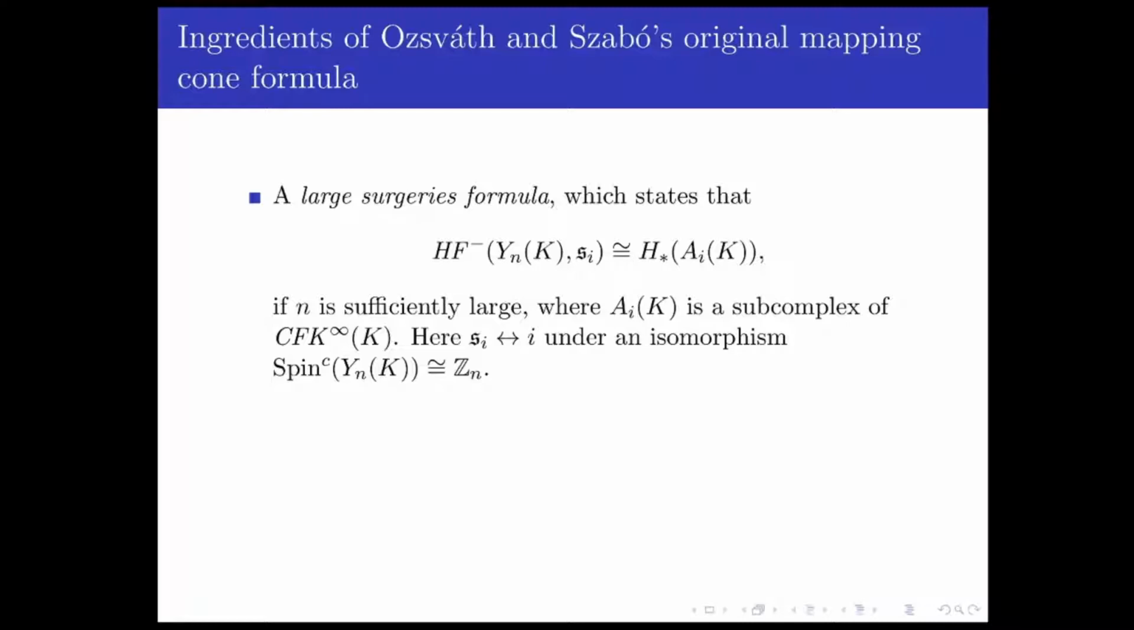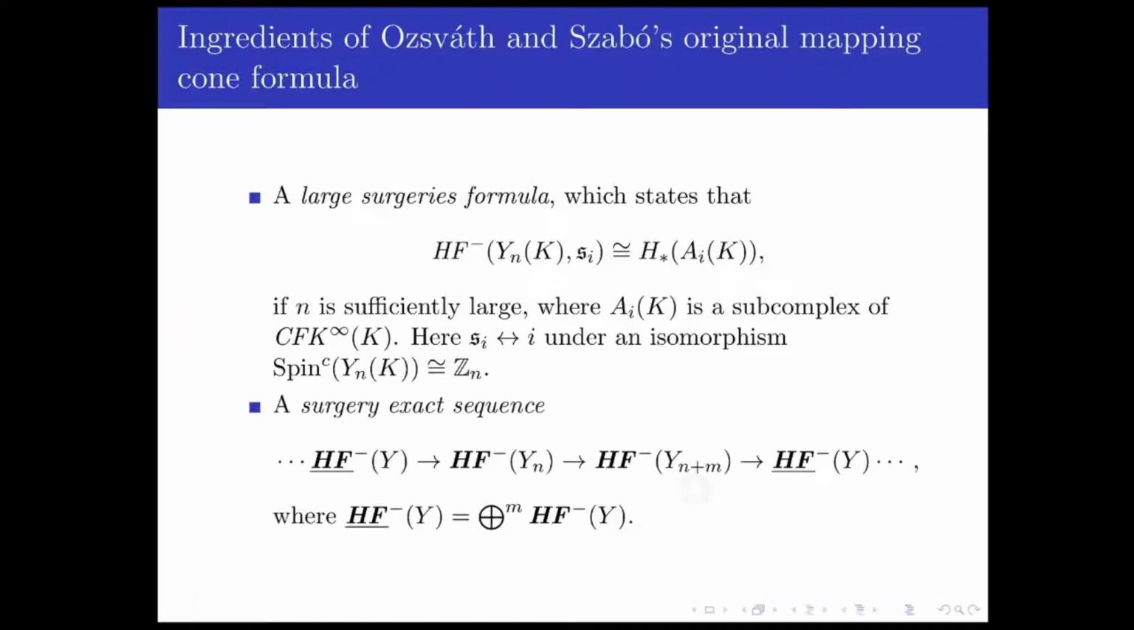Now this only holds if n is sufficiently large relative to the Seifert genus of K, but it does provide a fairly useful computation for the Floer homology of certain three manifolds. And here s_i is identified with i under the canonical isomorphism between spin^c of Y_n(K) and Z mod n.